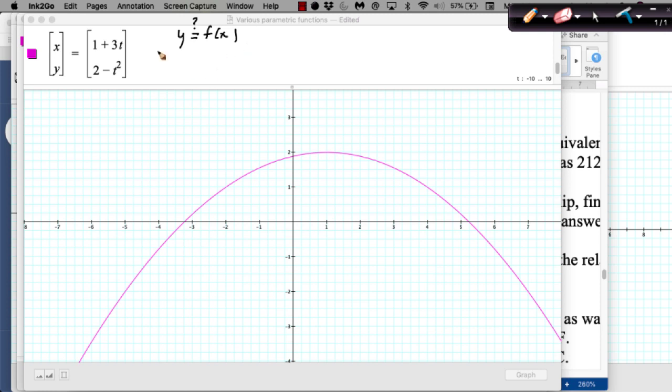Yeah, Freddie. We would get the value of t and then plug it in for x? Yeah, so you can take this, right? From that first equation, t equals x minus 1 all over 3. See that? And so that's what t is. I can take that and substitute it in there. And that gives me that y equals 2 minus x minus 1 all over 3, squared.